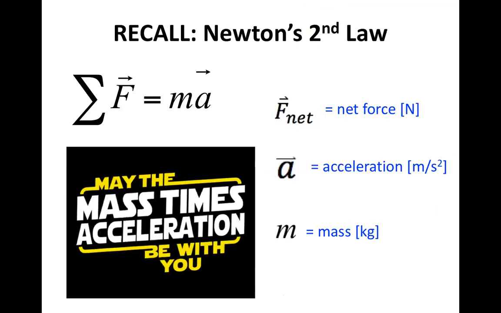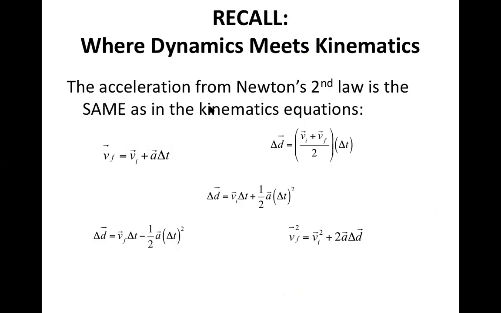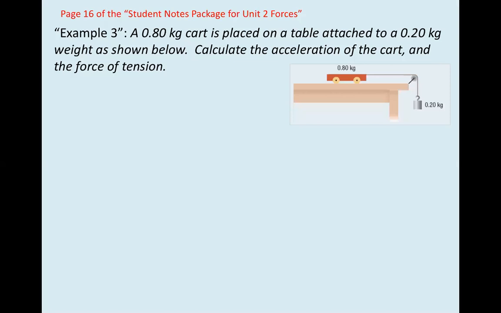Newton's second law can be turned into a mathematical formula that we use all the time: F net equals ma. Remember that we can apply F equals ma alongside the kinematic equations, because the acceleration of the kinematic equations is connected to the acceleration of Newton's second law equation. Let's do an example.